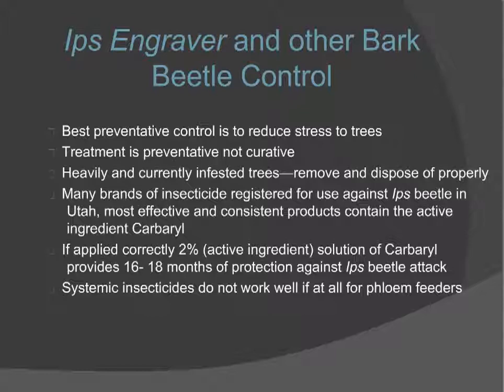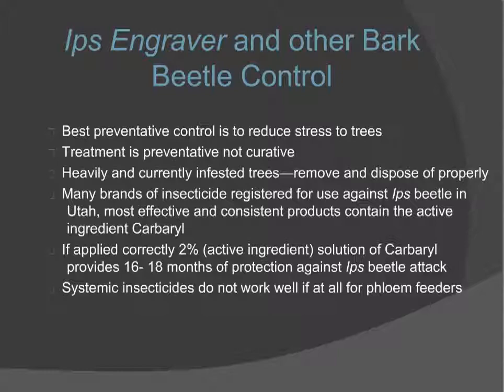But in Utah, the best and most consistently effective ingredient is carbaryl. Some of you may know that as Sevin. If it's applied correctly, which is a 2% active ingredient solution, it provides 16 to 18 months of protection against Ips beetle attack. Systemic insecticides will not work for most phloem feeders. So for flat-headed borers or for bark beetles, systemic insecticides just don't seem to work well.